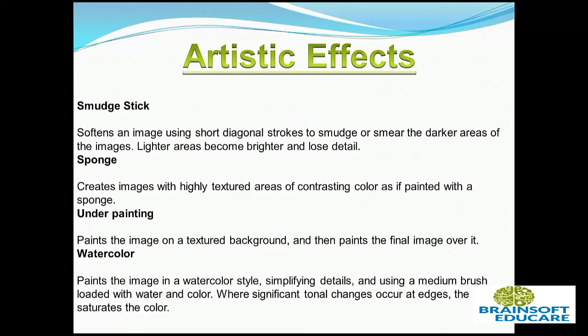Smudge stick softens an image using short diagonal strokes to smudge the darker areas of the image. Lighter areas become brighter and lose detail. Sponge creates an image with highly textured areas of contrasting color as if painted with a sponge.